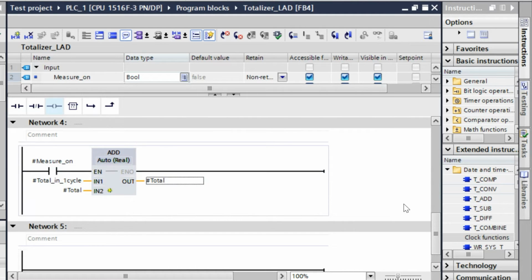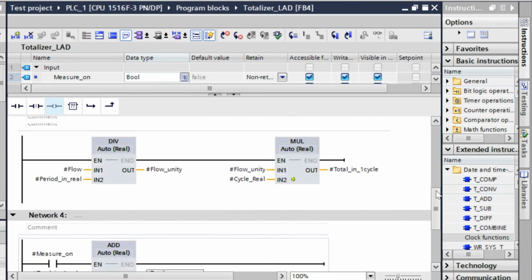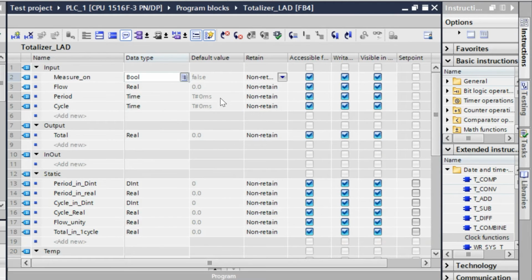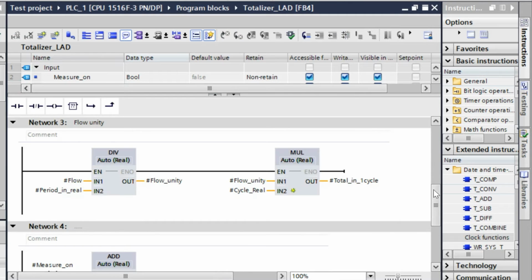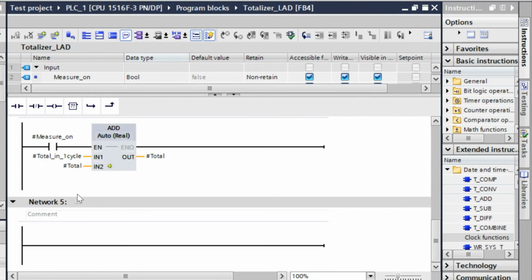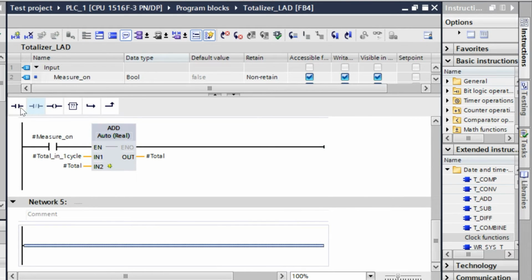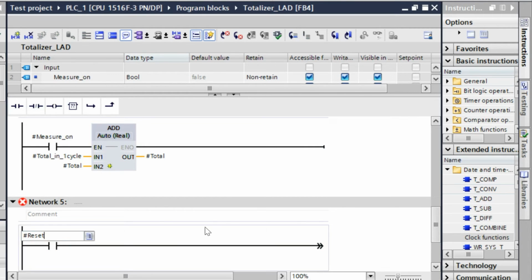Okay, now there may be another input, that is reset. Sometimes you may require to reset your total value. So here we will add another tag, that is reset. So when we give a command by the reset, that time that total value will be 0. Okay, now giving a reset here, reset.